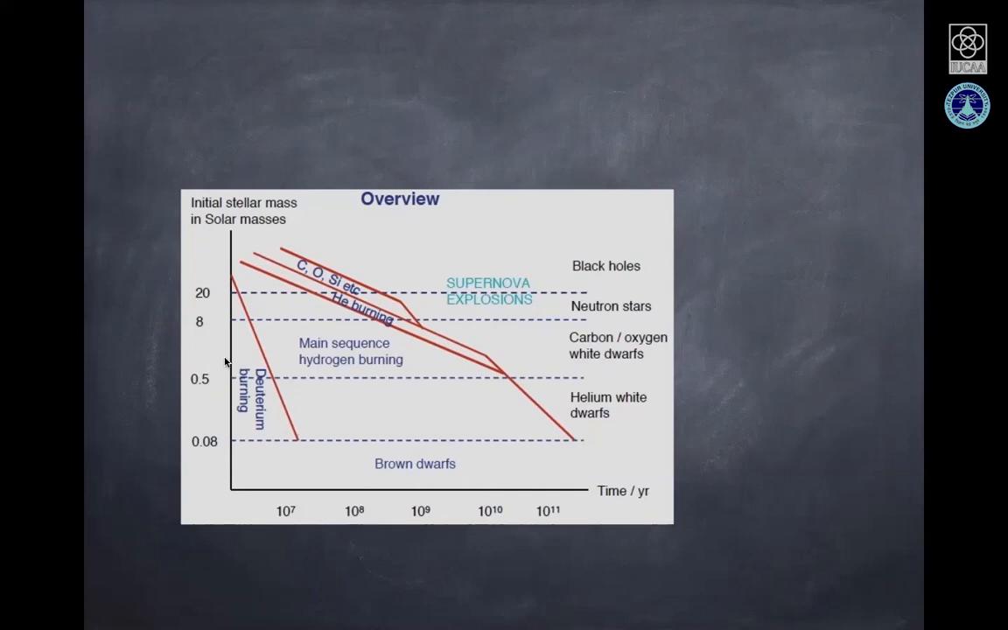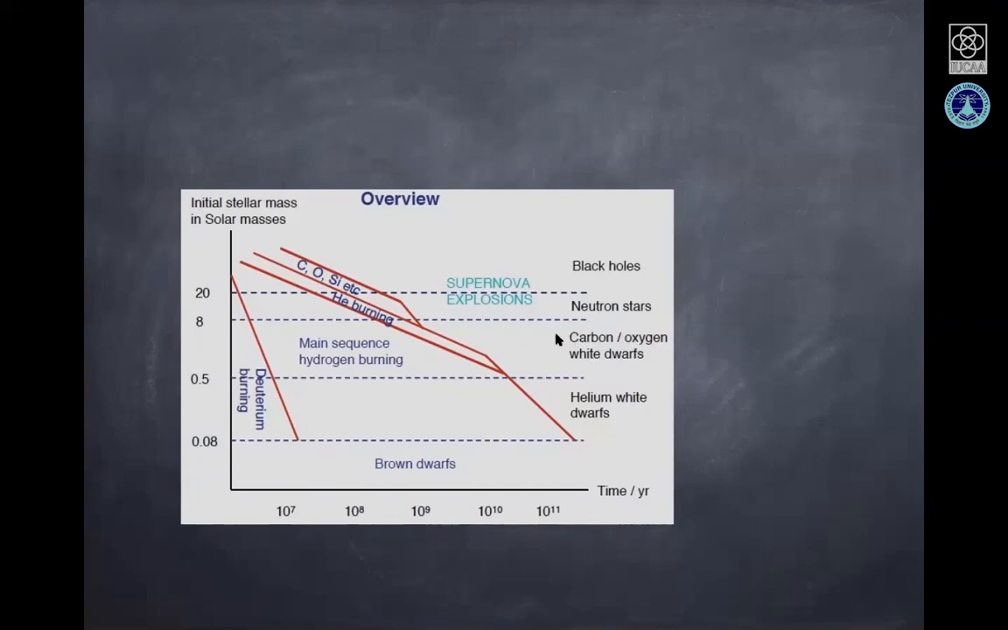If the star is less than about half a solar mass, it ends up as a helium white dwarf, because it never goes into helium burning. It just finishes hydrogen burning and becomes a helium white dwarf. For stars between half a solar mass and 8 solar masses, the end stage is a carbon-oxygen white dwarf. Remember, the white dwarf mass cannot be more than 1.4.